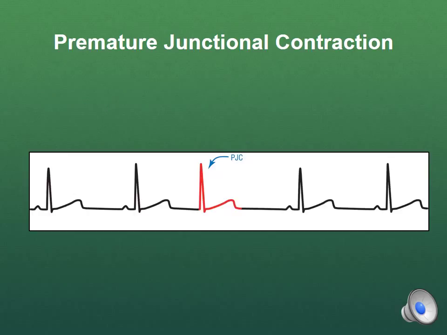Here's our example of a PJC. It looks like a fairly normal QRS complex and T wave. The recognition is noted that we don't have a P wave, so that's going to be our biggest recognition of that. Anytime we have a narrow QRS complex with no P wave or an inverted P wave, we need to be thinking junctional.